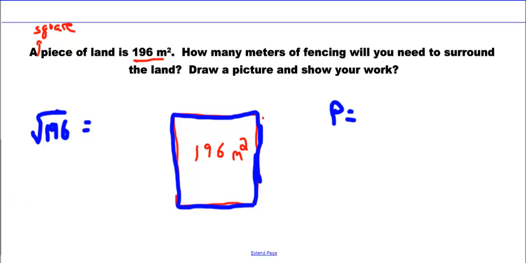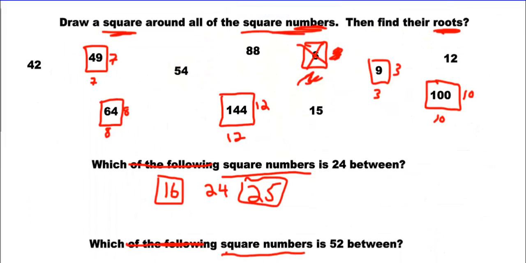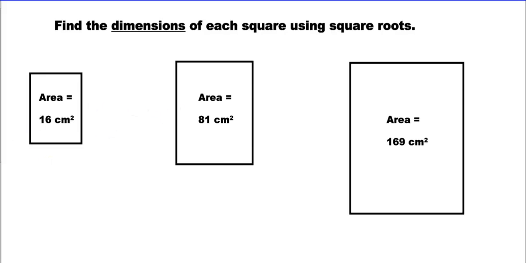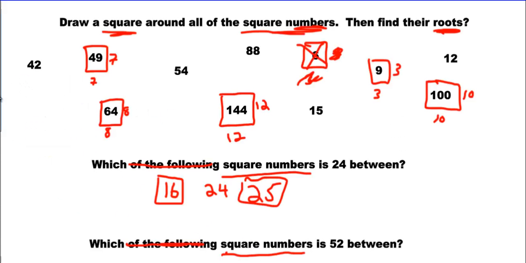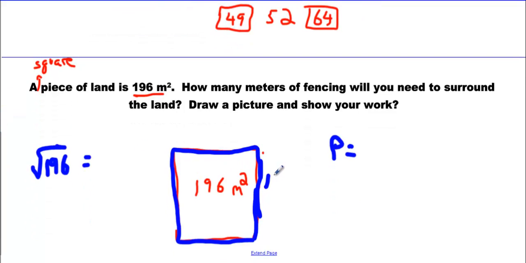Mr. Malcolm, I forgot what the square root of 196 is. That's no problem. We can find it right here. Find 196. Look up. You get 14, baby. We're going to write 14. Oops, I went too far. I'm going to go back. We're going to write 14 here.